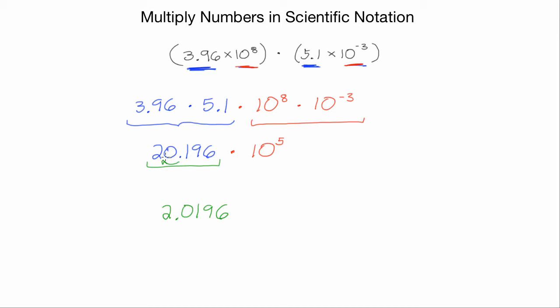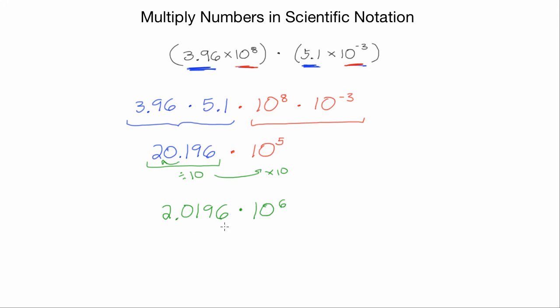And essentially, I'm going to take a multiple of 10 out of 20.196. So I'm dividing by a 10, and I'm going to give it to this power of 10 over here. So it's going to become 10 to the 6th. Again, hopefully you see that. We divided out a 10, but multiplied it in over here. So I'm just shifting things around to make this fit scientific notation much better.